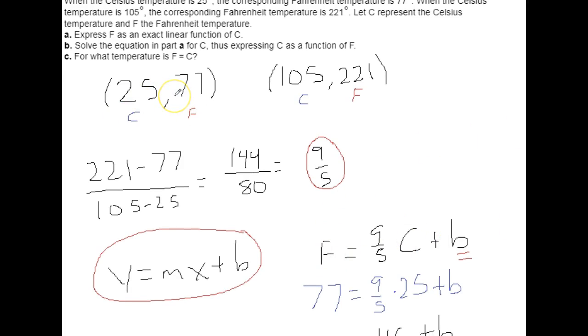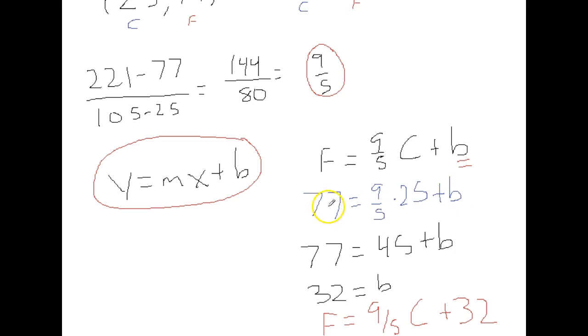So I'm just going to use this first one because the numbers are a little bit smaller. And that is a 7 there. So 77 goes in for the F and 25 goes in for the C. And you plug those in. And then 9/5 times 25 gives you 45. And minus 45 from both sides, you'll get that B is equal to 32. And so that gives us all we need to write our complete equation for the conversion. It's Fahrenheit equals 9/5, our slope, times Celsius plus what we solved for B, which was 32.